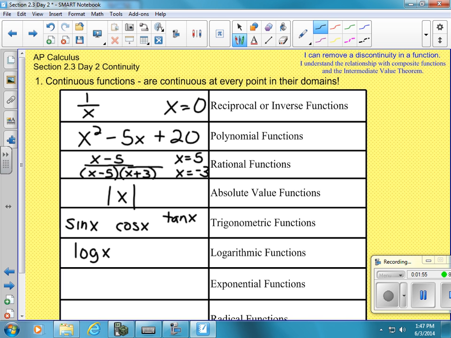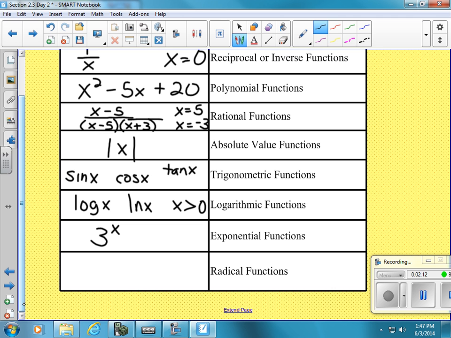Log functions are continuous everywhere except x, it's continuous for x greater than 0. And 3 to the x is an exponential function. It's good everywhere. Root functions are continuous everywhere if n is odd. If n is even, then x has to be greater than 0. Okay.